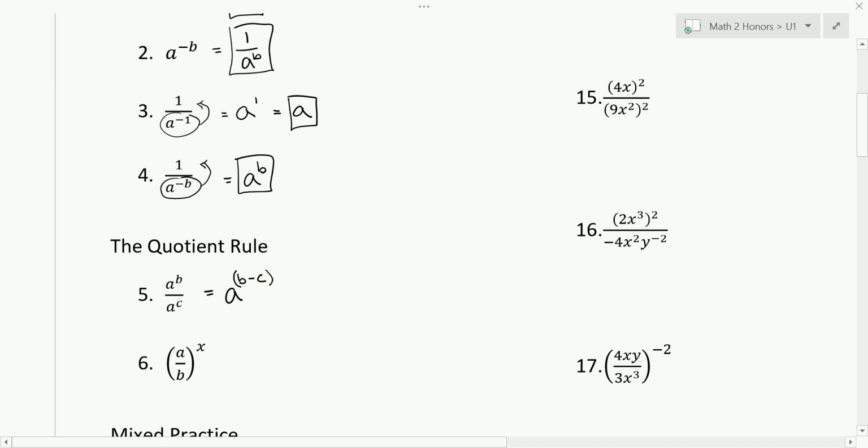Okay. And so on 6, here we have an exponent outside. A's to the power of 1, b's to the power of 1, and so we get a to the power of x over b to the power of x. But here, be careful, the bases are not the same, right? So can we subtract the exponents? No. The bases have to match in order to subtract the exponents. And so we could just leave it like that.